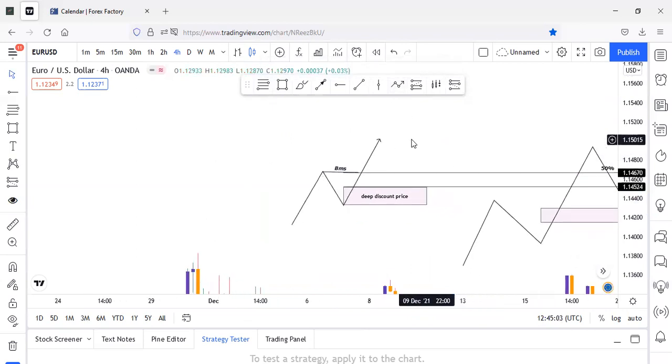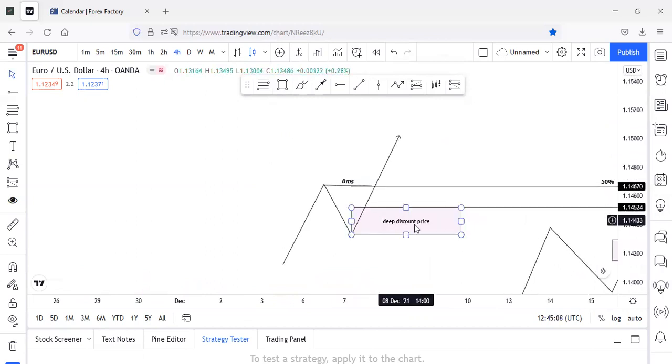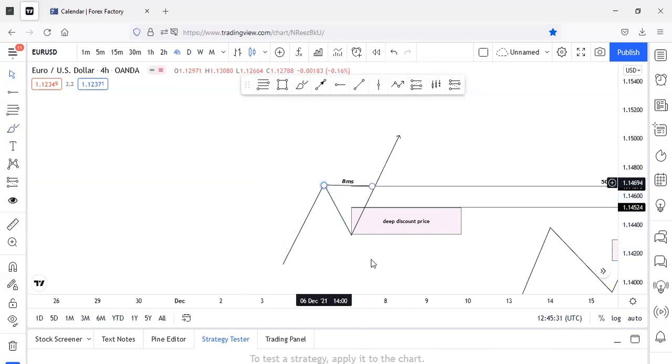So where will I be looking for my order block? I'll be looking for my order block within this deep discount price before I actually take any trade. And my order block must be the last bearish candle when the market was having a pullback right from here, the last bearish candle before the bullish candle that engulfed it. So where is that last bearish candle? I'll be looking out for it.